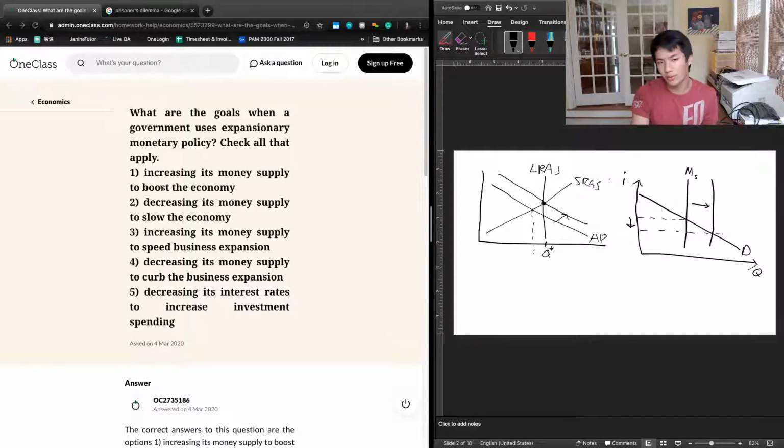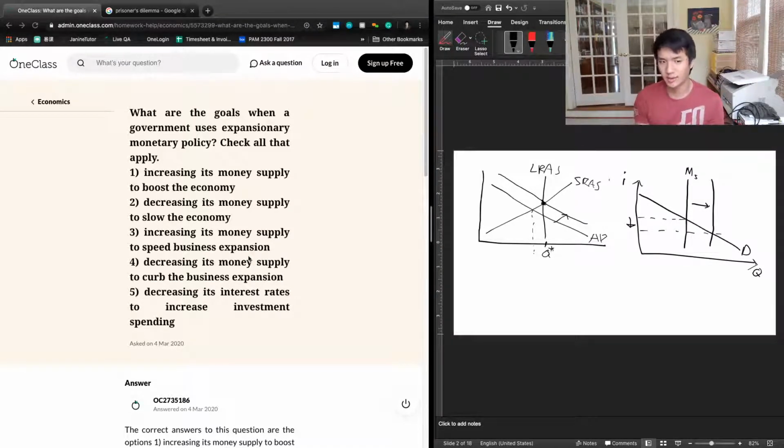So let's see which one of these answer choices fits within that process, right? One says it wants to increase its money supply to boost the economy. And yeah, that's steps one and three. You're increasing the money supply, and step three is boosting the economy by increasing aggregate demand. So one is going to be the correct answer here for sure. Two says decreasing its money supply to slow the economy. Right off the bat, we know that money supply isn't decreasing, it's increasing, so we can eliminate this answer choice.